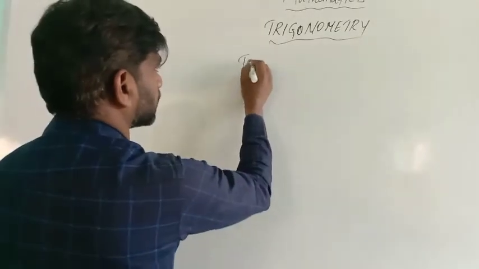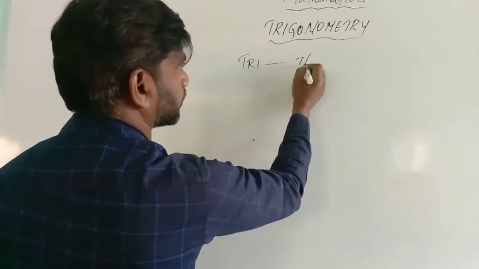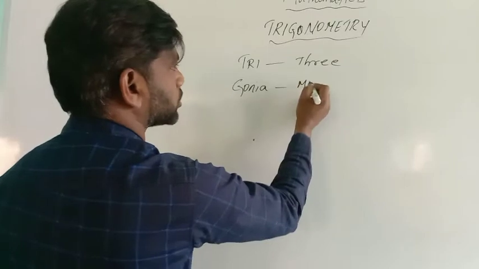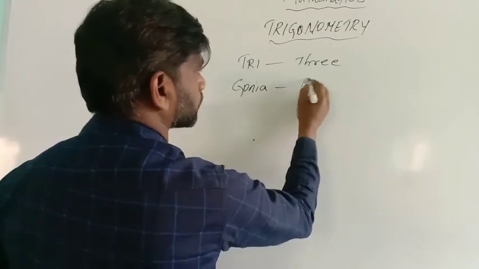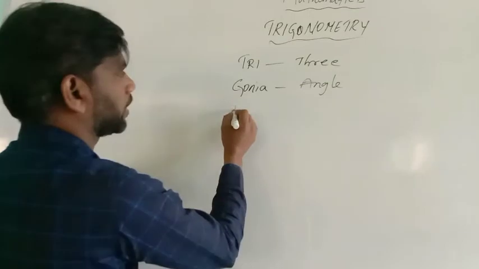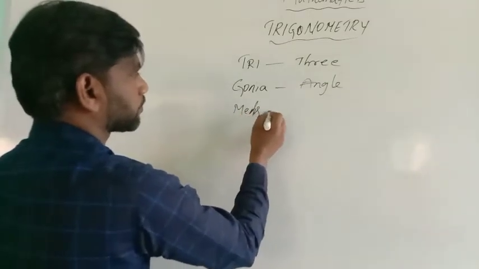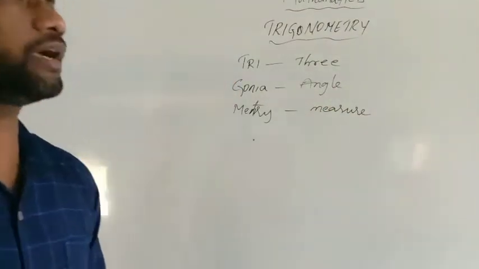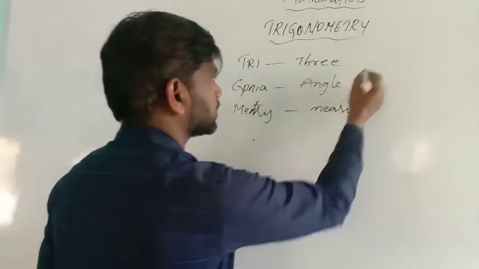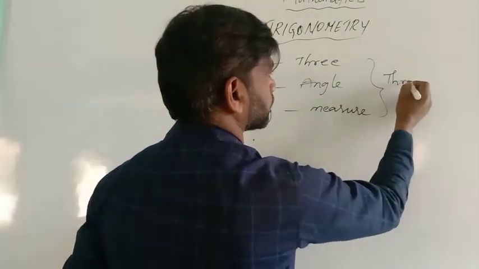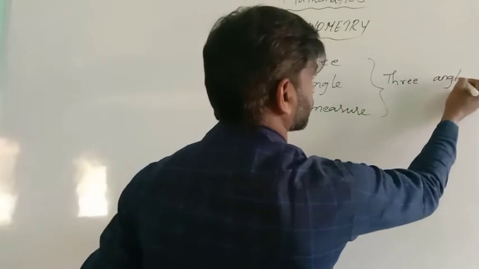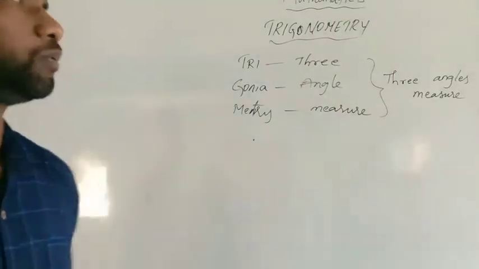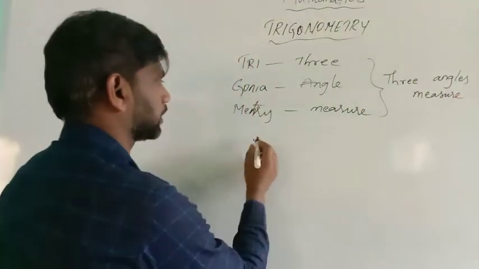Trigonometry. Tri means 3. Gonia means angle and metry means measure. If you observe clearly, trigonometry is nothing but the measure of 3 angles. We can see the 3 angles measured mostly in triangles only.